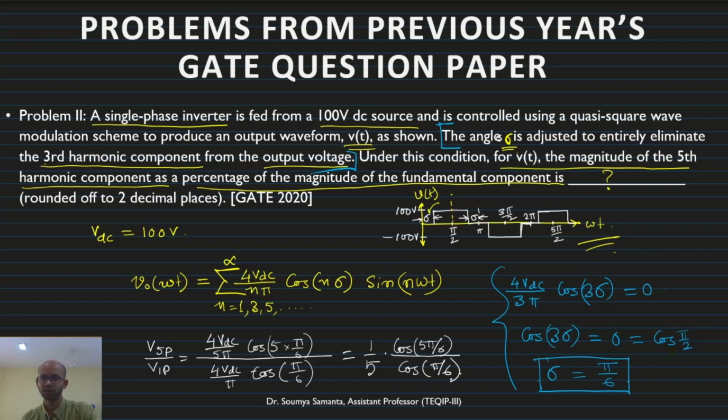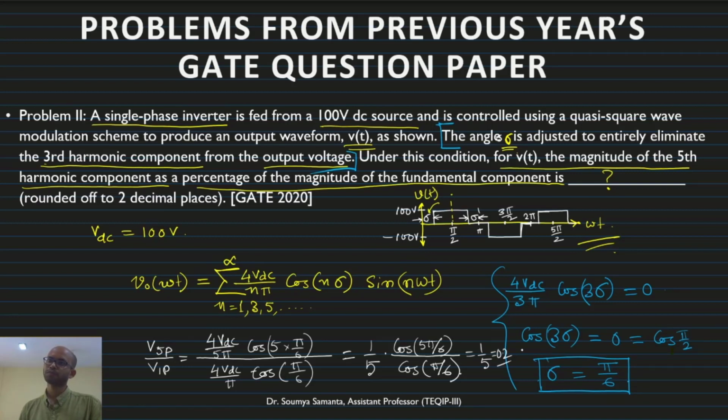Now how much is the value? Let me calculate. If I calculate, the value will be 0.866 like that. So both will be the same. So this will be 1 by 5 only. So this is what?